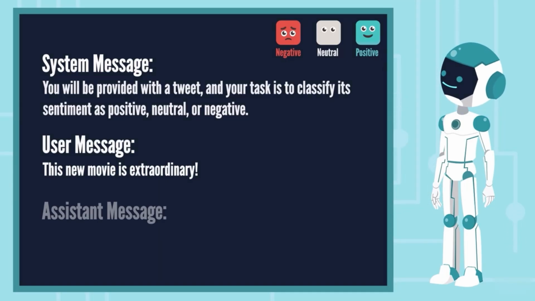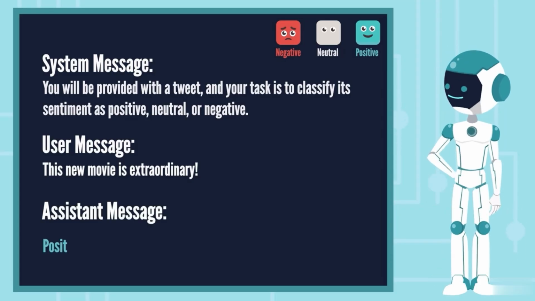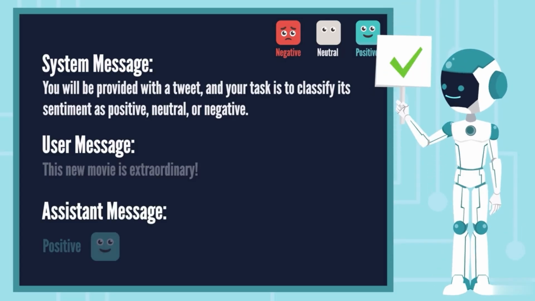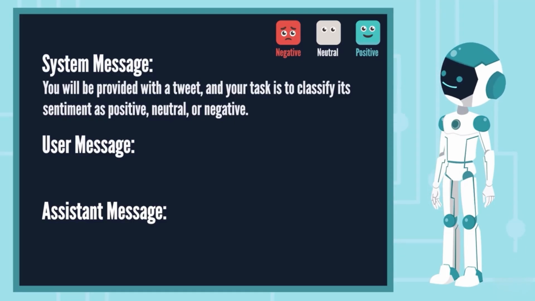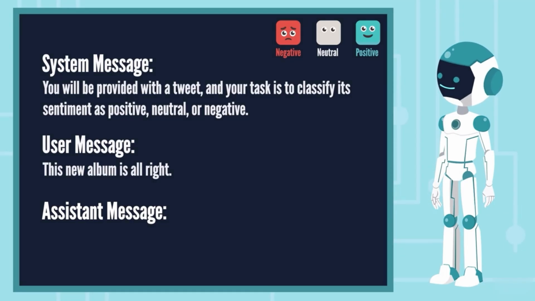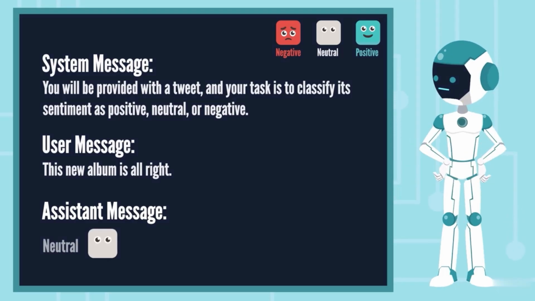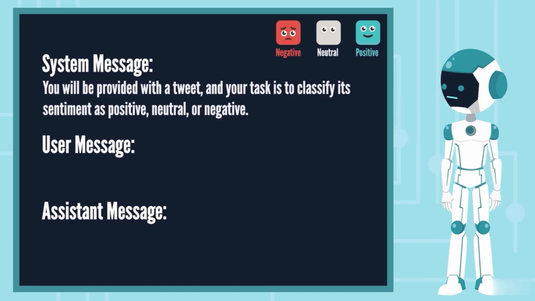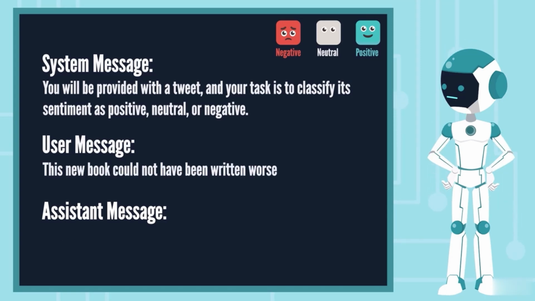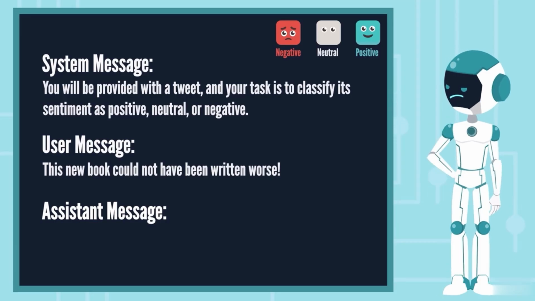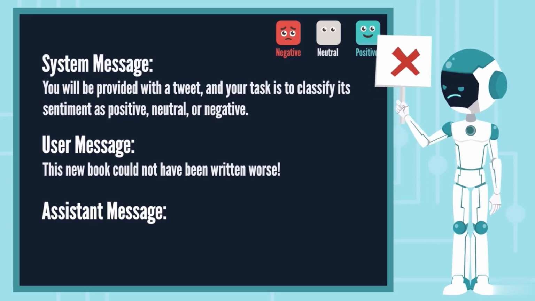An assistant message then helps the model identify that as a positive tweet. We follow up with a second example reading, "This new album is all right." An assistant message then notes that this tweet has a neutral tone. Let's now give an example of a negative tweet. I've chosen the following. "This new book could not have been written worse." As usual, an assistant message then describes the sentiment, which, in this case, is negative.